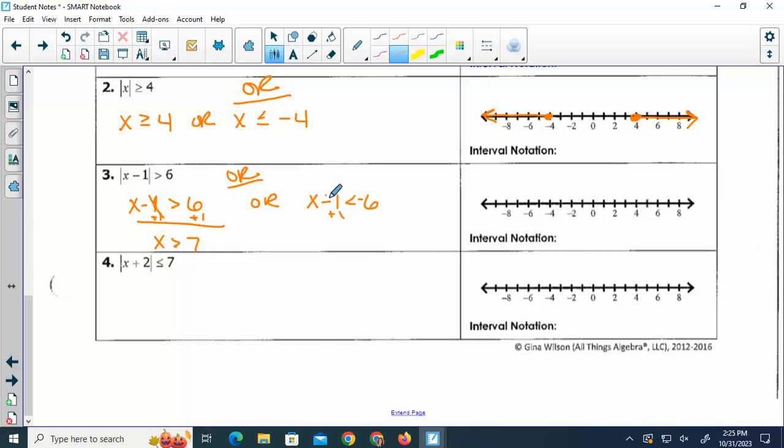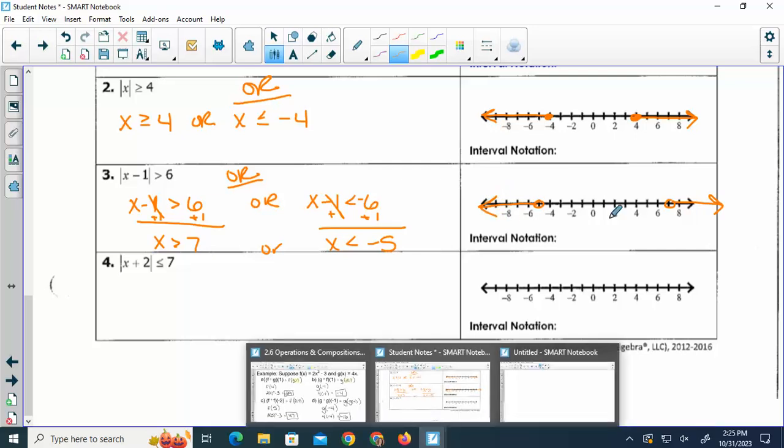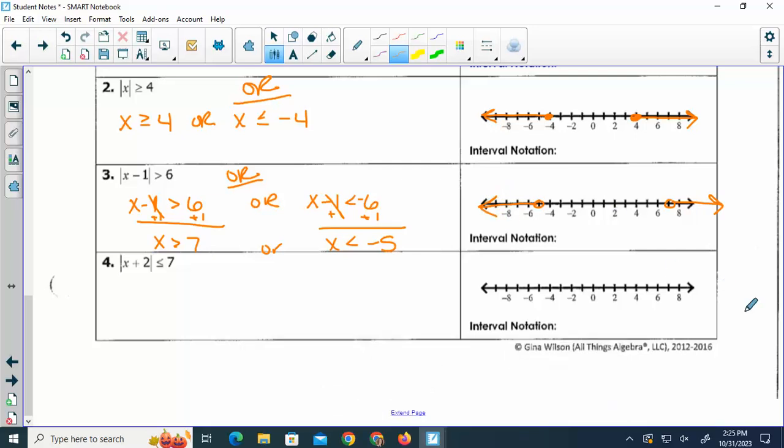This one, if we add 1, x is less than negative 5. So x is greater than 7, open circle at 7, going to the right. Or x is less than negative 5, would be an open circle at negative 5, going to the left. Do you guys understand how we set that one up?